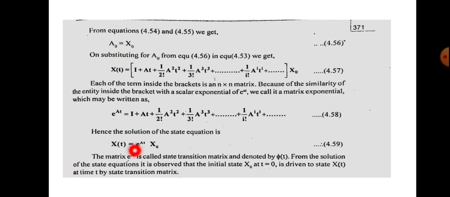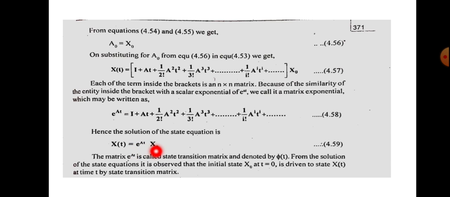In some notations, e raised to at is notated by phi of t, and this is the solution of the homogeneous state equations, that is x of t equal to e raised to at into x0, and it is obtained at t equal to 0, and x0 is the initial condition. And what its meaning is, is that the state transition matrix makes the value of x of t equal to this value whenever t equal to t0. That is, x of t will be equal to e raised to at into x0.